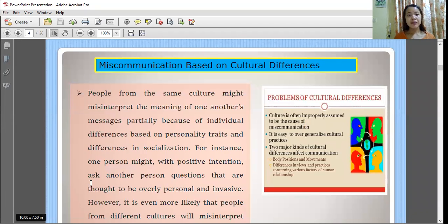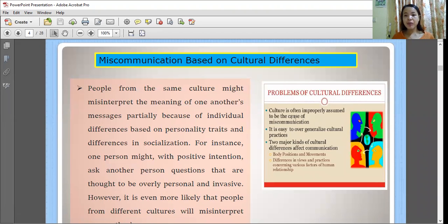Here is miscommunication based on cultural differences. People from the same culture might misinterpret the meaning of one another's message, partially because of individual differences based on personality traits and differences in socialization. For instance, one person might, with a positive intention, ask another person questions that are thought to be overly personal and invasive. However, it is even more likely that people from different cultures will misinterpret.